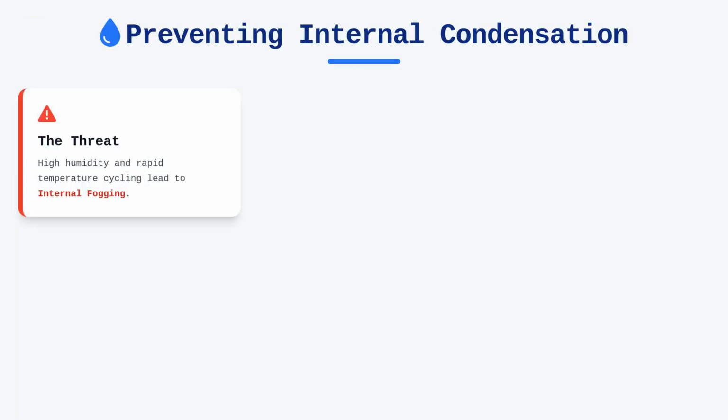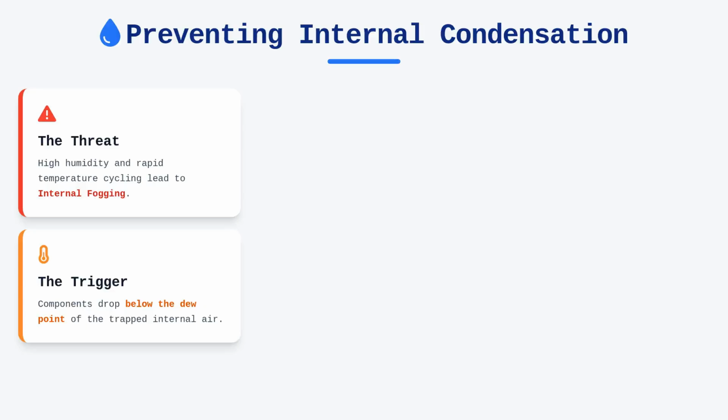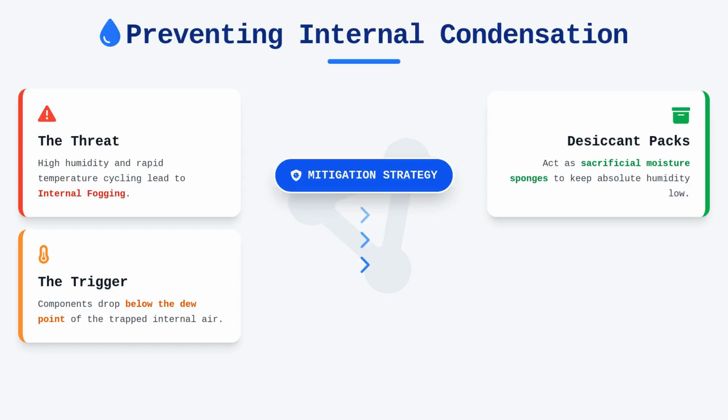Internal condensation represents a unique threat to electronic systems, particularly in environments characterized by high humidity and rapid temperature cycling. When a camera chassis is sealed off from the outside world, the air trapped inside during assembly retains a specific dew point, which can cause internal fogging if the temperature of the internal components drops below the dew point of the air inside the dome. To mitigate this risk, the strategic placement of desiccant packs is mandatory during the final assembly of the unit. These packs act as sacrificial moisture sponges, keeping the absolute humidity within the housing low enough to prevent condensation on the lens or interior surface of the dome cover.